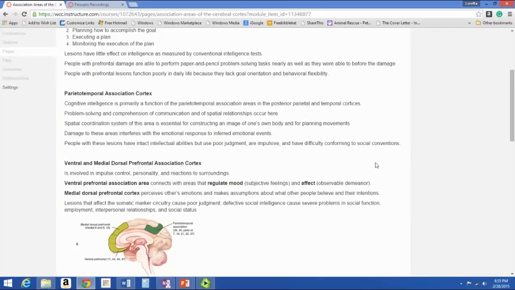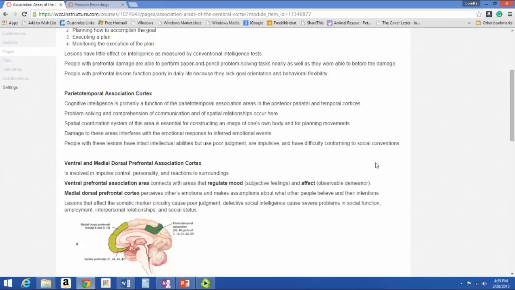So working with brain injured people, a lot of times I feel like is one of the most difficult groups of people to work with in therapy, because they don't respond to you the way you would expect them to. So the poor judgment and impulsive and difficulty conforming to social conventions.